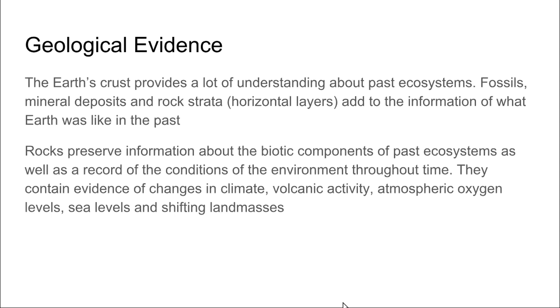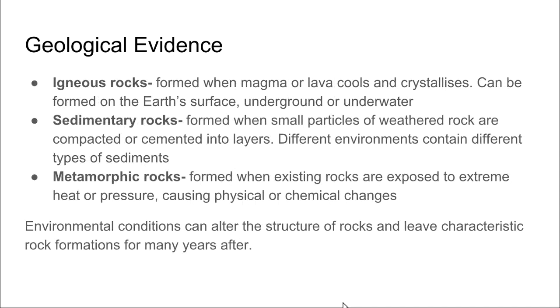So when we start to look at the geological evidence, we do start to piece together puzzles that do relate to the Earth's crust, and they provide a lot of understanding to us. Such things as fossils, mineral deposits, and also rock strata, and these are the horizontal layers of the Earth, can add to the information of what Earth was like in the past. Rocks do preserve information about the biotic components of past ecosystems, and they have a record of the conditions of the environment throughout time. They contain evidence of changes in climate, volcanic activity, atmospheric oxygen levels, sea levels, and shifting land masses.